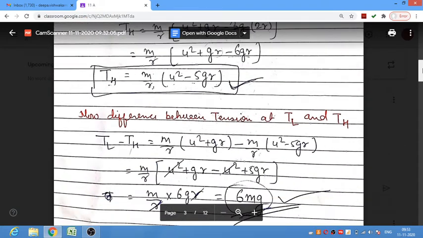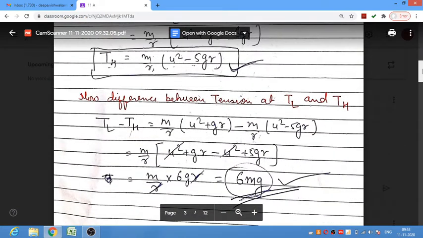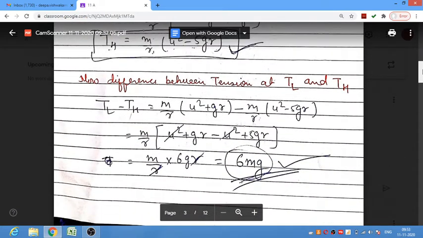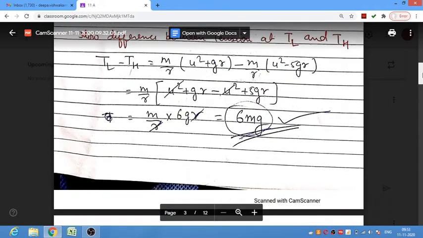So now the difference between the tension at the lowest point and the highest point will be equal to 6 mg. This question can come in the objective also: what is the difference between the tension at the lowest point and the highest point? After subtracting both of the terms, we will have 6 mg.